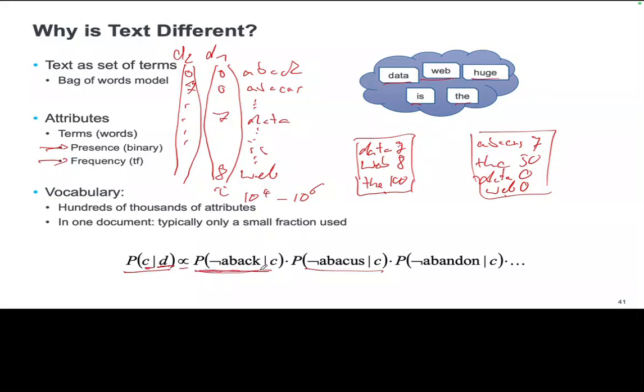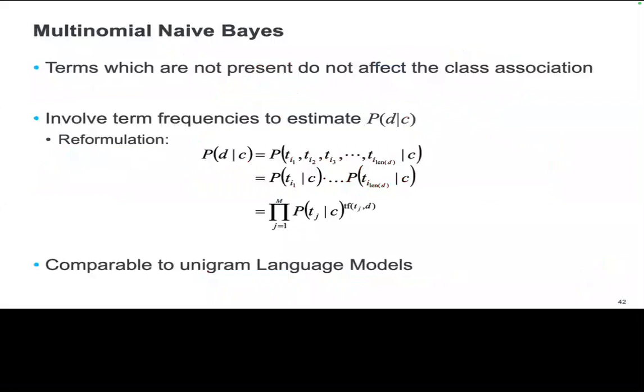How is this done? You take the probability, for example, for a bag occurring 0 times for a particular class, and abacus appearing 0 times, and abandon appearing 0 times. Now the problem is, if you do this multiplication 10 to the power 6 many times, these are many multiplications for classifying even just a single document, and most words don't appear in a document, so most of these multiplications are rather useless. So the idea is then to say that the terms which are not present do not affect the class association.